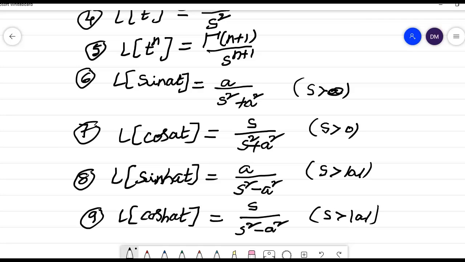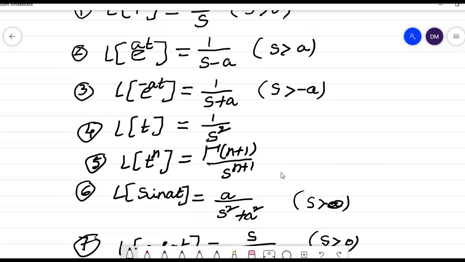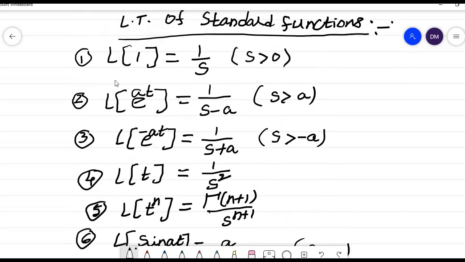So these are the 9 standard formulas we have in the Laplace transform. Right? So one by one, once again I can recall. The first one is Laplace transform of 1 is equal to 1 by s. Second one is Laplace transform of e power at is equal to 1 by s minus a. Here s is greater than a. Third one is Laplace transform of e power minus at is equal to 1 by s plus a. Here s is greater than minus a.